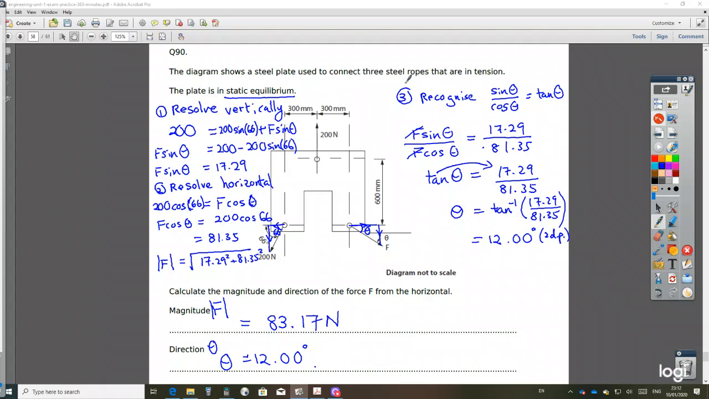Once again, step 3 is probably the one that you need to pay a lot more attention to. Make sure if you got to this stage and you don't know what to do to find theta, basically you need to put it into a fraction form like that in order to force this to become a tan theta. So that's how you do it.